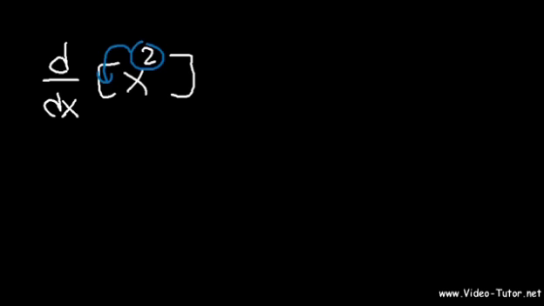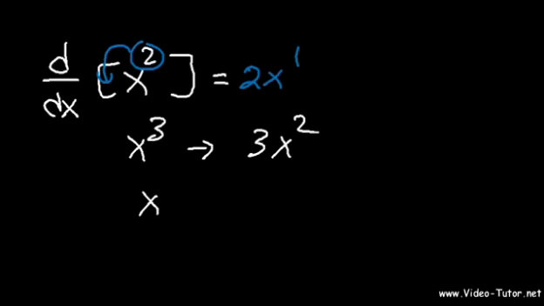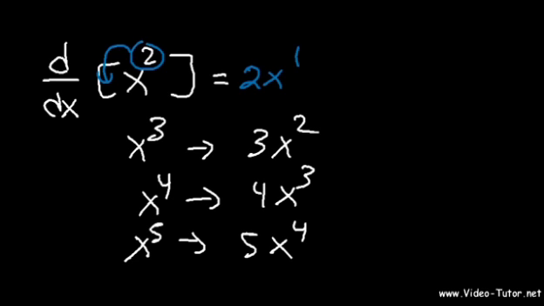Now let's say if you want to find the derivative of x squared, you can use the power rule. So what you got to do is move the 2 to the front and simply subtract the exponent by 1. So the derivative of x squared is 2x. The derivative of x cubed is 3x squared. For x to the 4th is 4x cubed. For x to the 5th, 5x to the 4th.